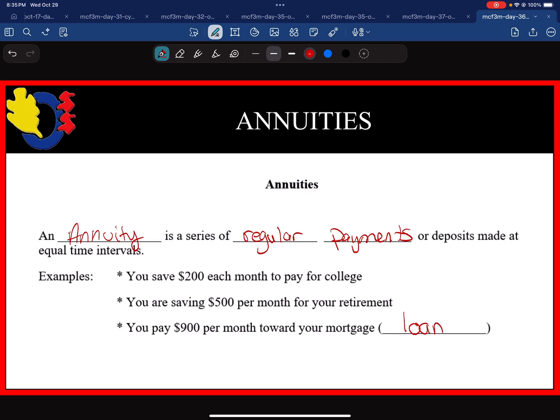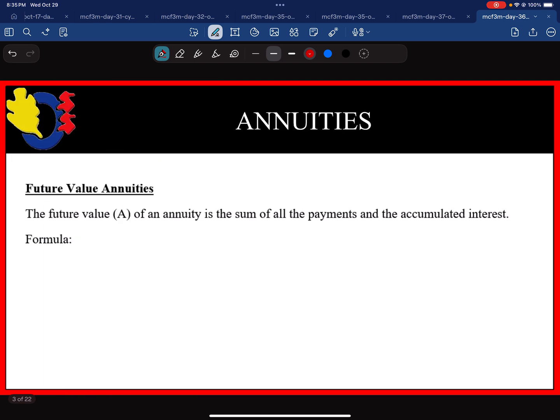All right, so let's look at some word problems together. But before we do that, we need to come up with our formula. So our future value annuities formula. Sometimes the formula has an FV or sometimes it has a capital A. For our purposes, I like to use A.